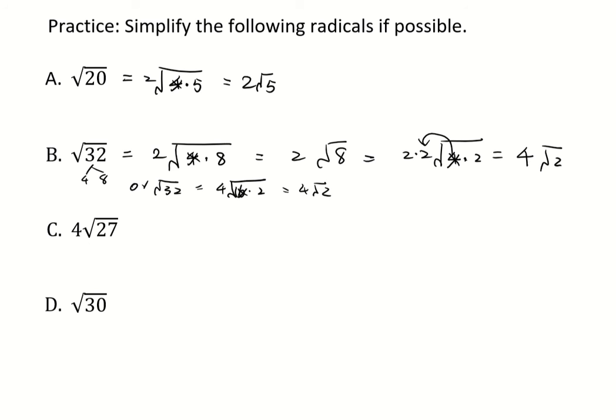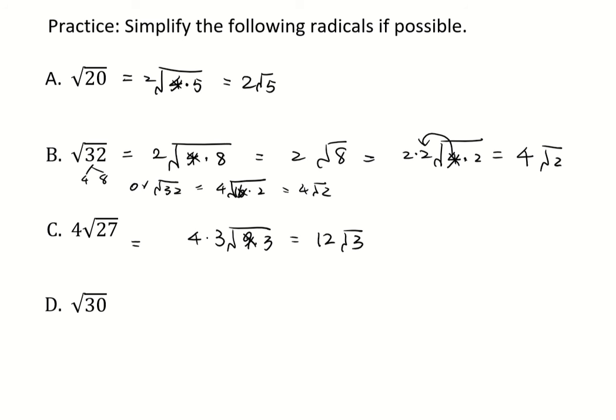All right, number 4, C. 4 square root of 27. First of all, 27 has a perfect square in it, which is 9. So 9 is 3 squared. I will cross it out and take 3 out. So 3 times the 4 on the outside is 12. 12 square root of 3 is the answer.